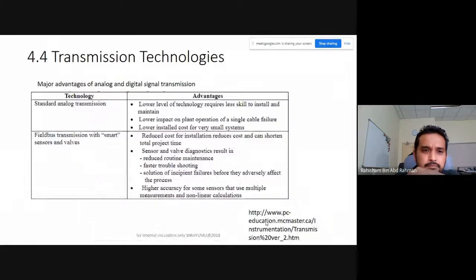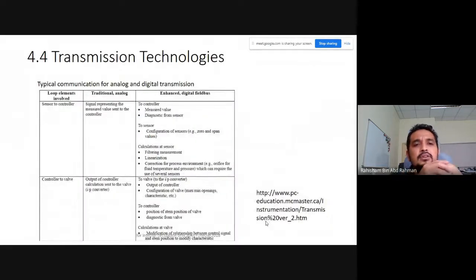Okay, transmission technologies. These are something that you can have a look at. For example, sensor to controller: a signal representing the measured value is sent to the controller to control the measured value. And then these are the devices that are available on the market. We know that the sensor can be controlled by a controller.